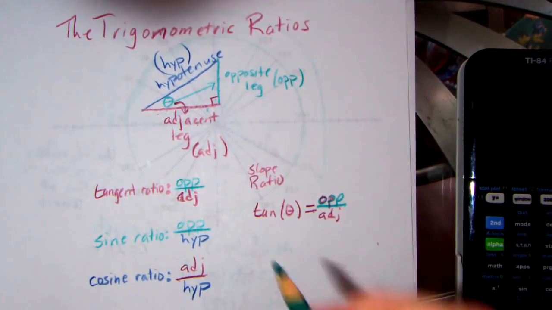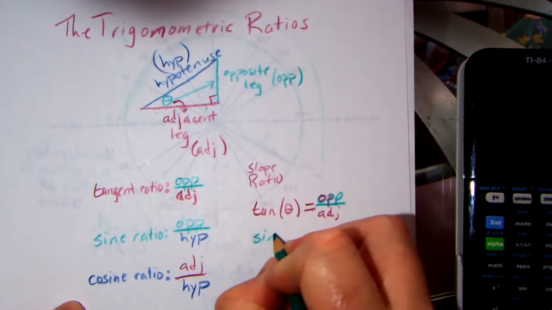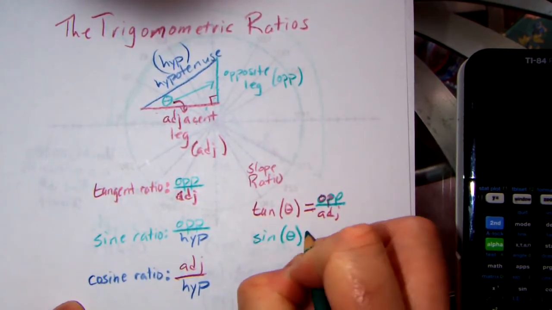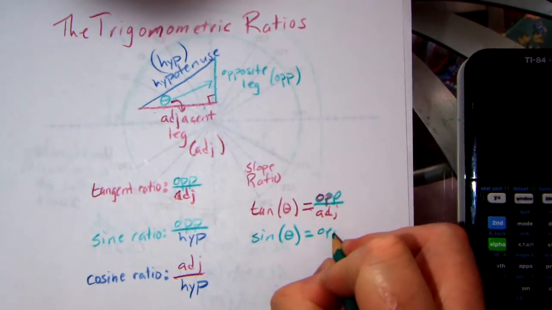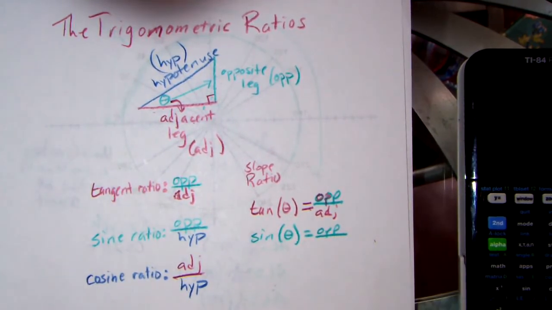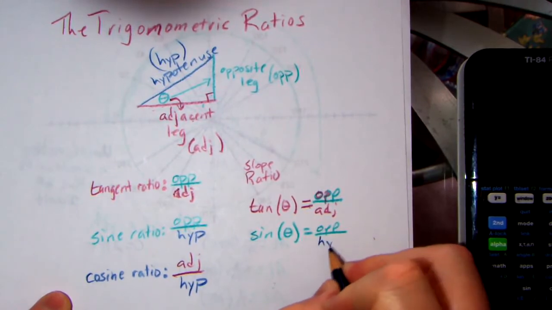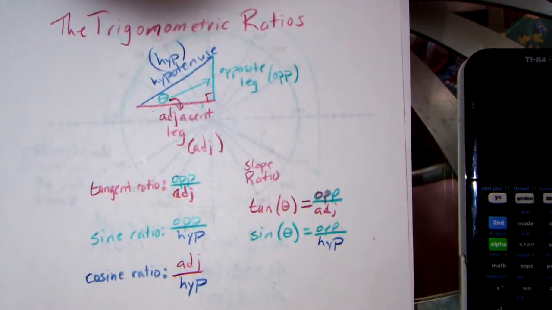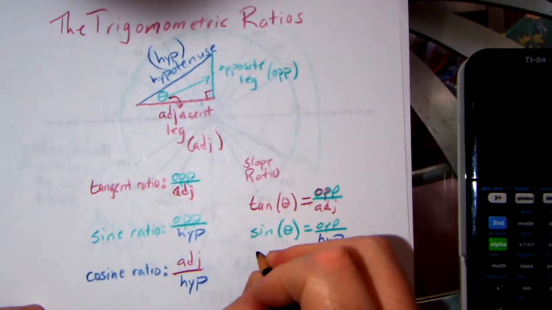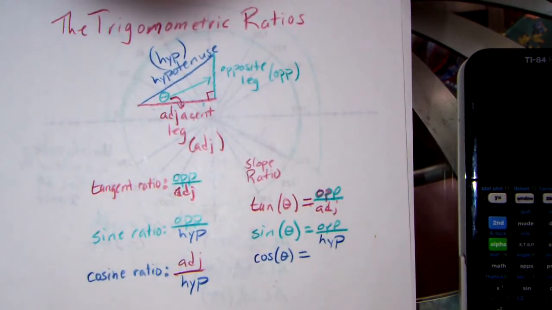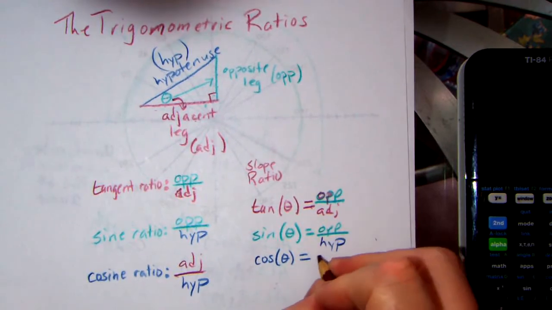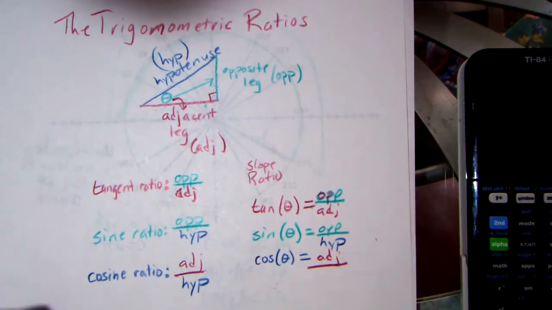The sine of theta is the opposite divided by the hypotenuse, and the cosine of theta is the adjacent leg divided by the hypotenuse.